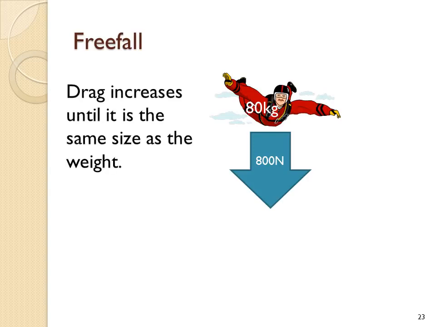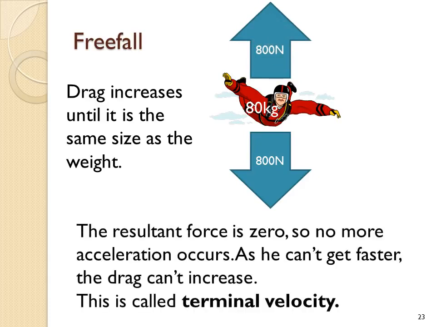After longer still, the drag force will eventually have increased until it's the same size as the weight. At this point, there's no resultant force, and so the acceleration is zero. And as the skydiver can't get any faster, the drag force can't increase. And this is your terminal velocity, the fastest speed you'll reach in freefall.